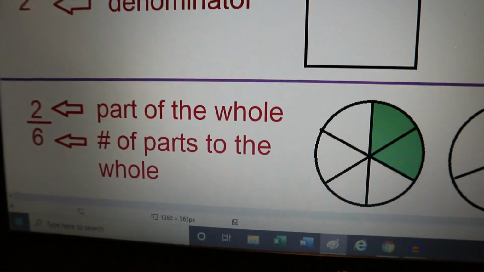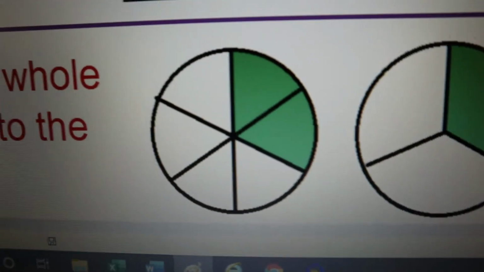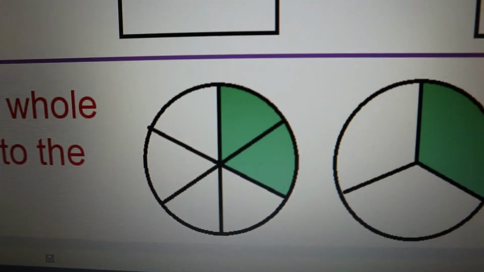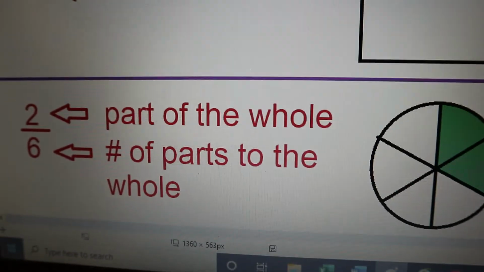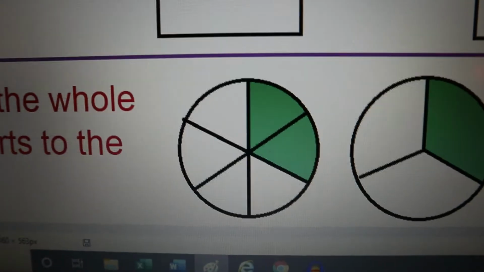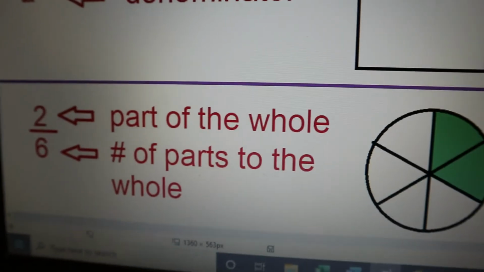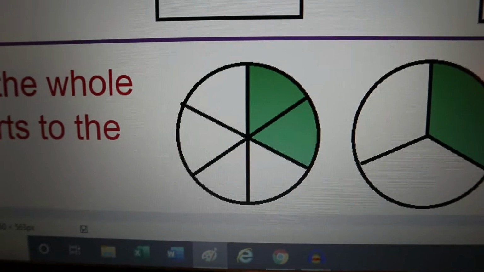In the one below, when you look at this, there are 6 parts to the whole. All right, that's the denominator. And 2 parts are shaded in. So 2/6 of this shape is shaded in.